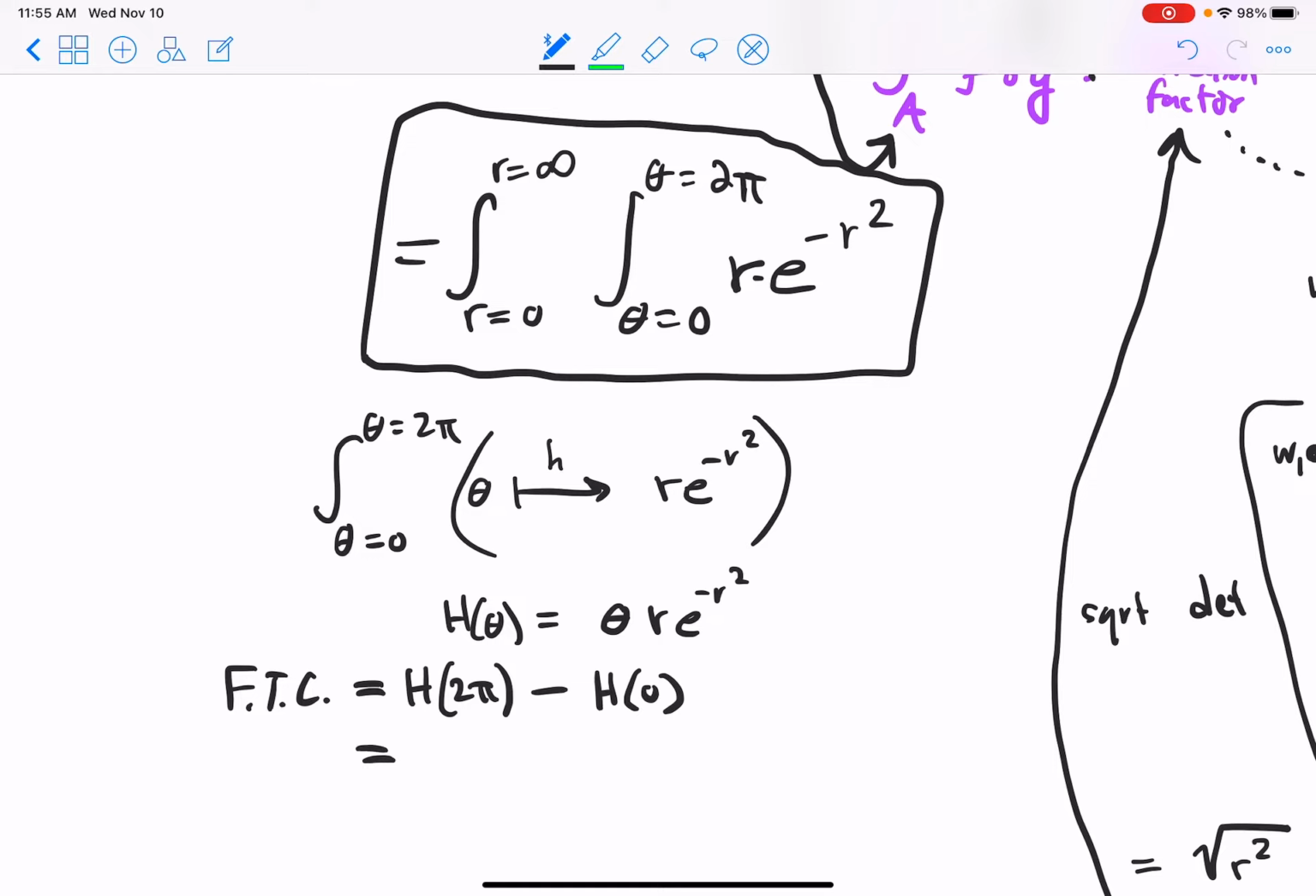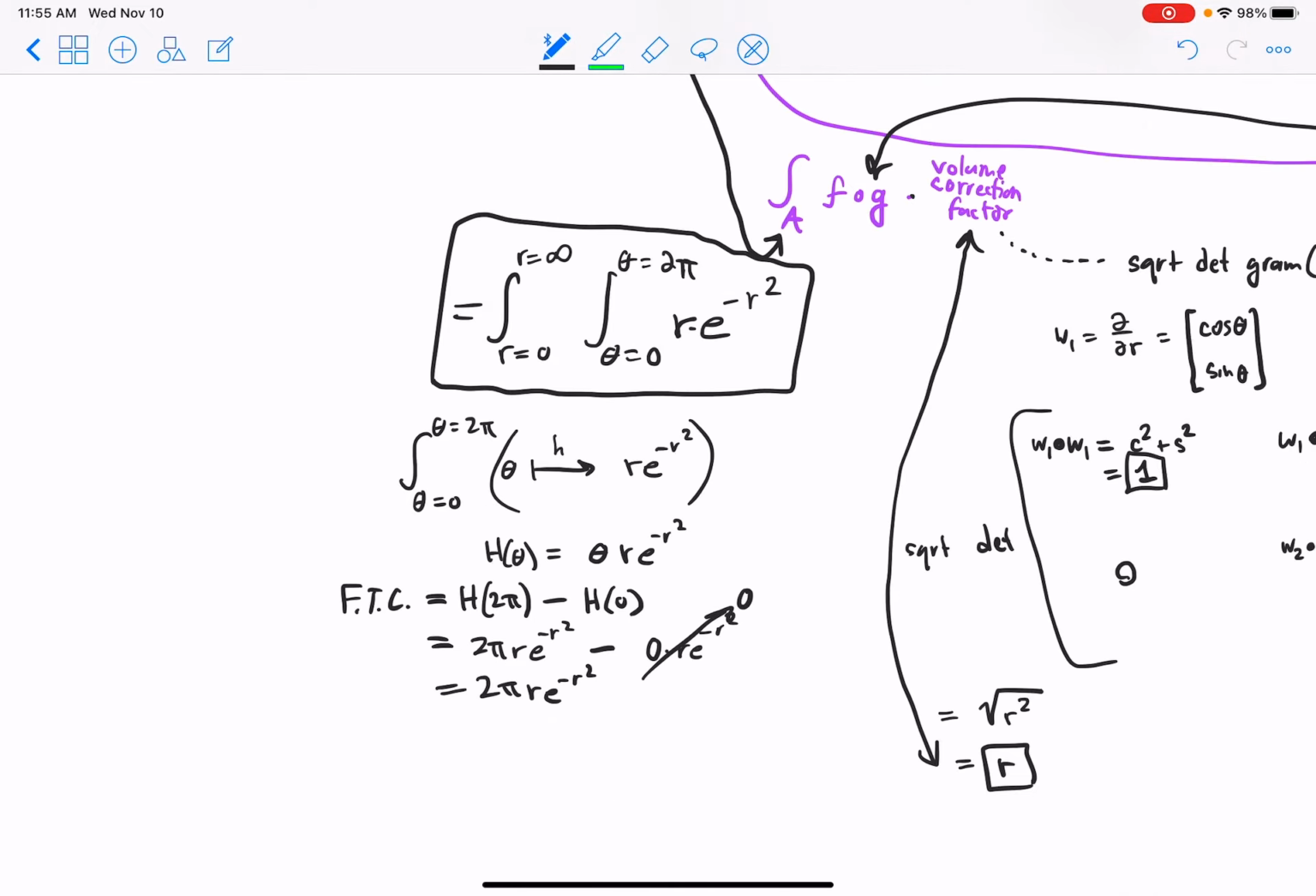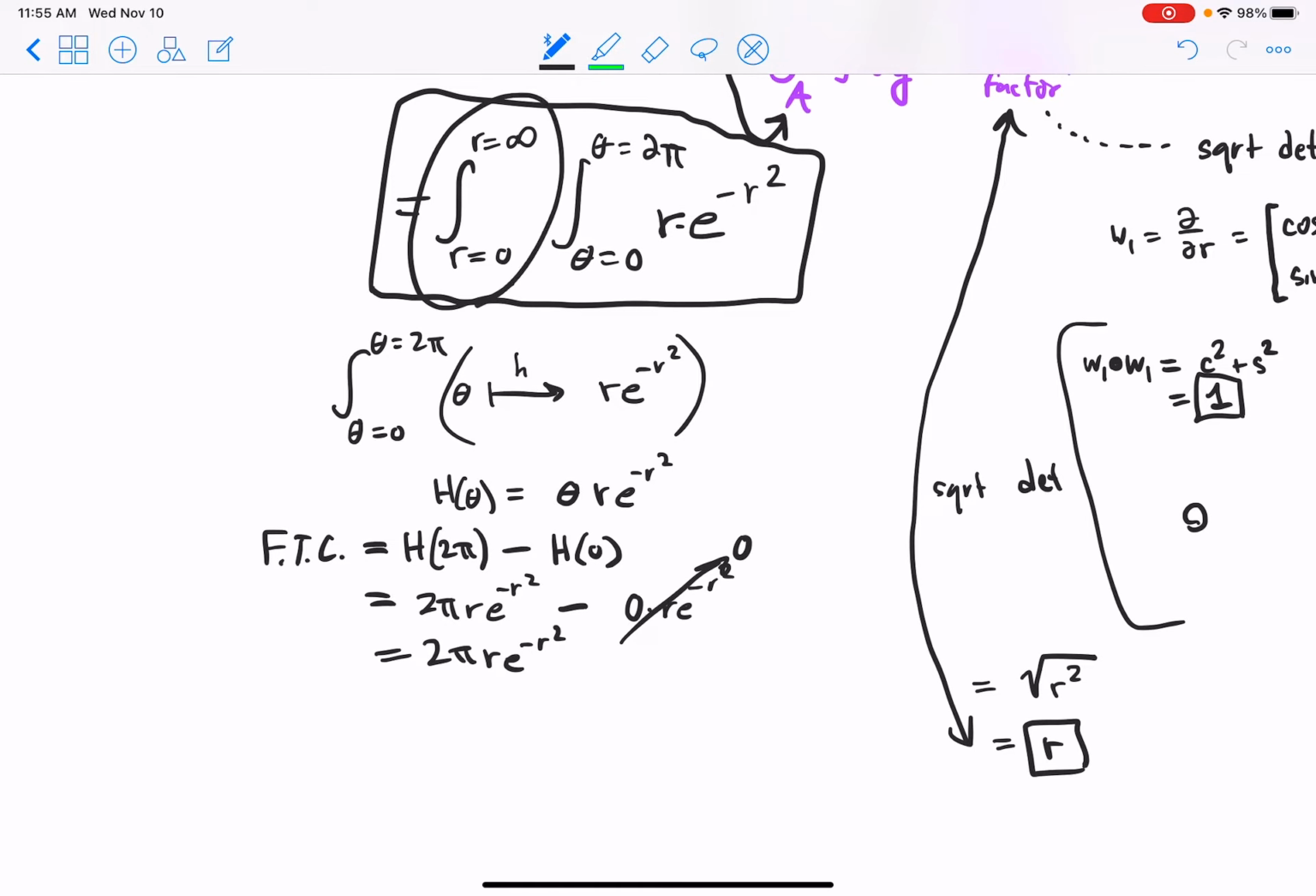H of 2 pi is just 2 pi. I plug in a 2 pi for theta, and the rest stays. Minus H of 0, I plug in a 0 for theta, and the rest stays. Well, 0 times something is 0. So my answer is 2 pi r e to the minus r squared. Great, so now I'm ready to integrate over r. I have integrated away any thetas. So thetas are gone. Of course, they weren't there in the first place. But let's do r equals 0 to r equals infinity. We'll worry about this in a moment.